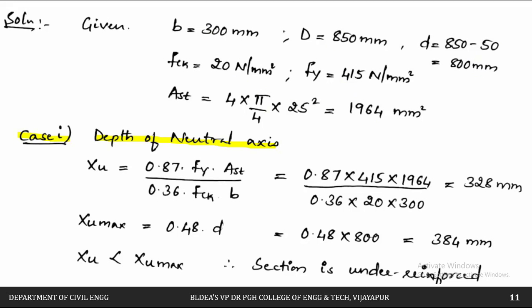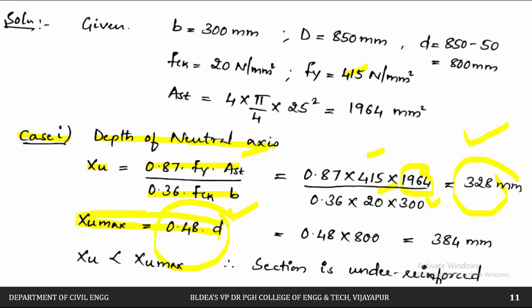So first let us calculate the neutral axis depth. Same formula, 0.87 FY AST divided by 0.36 FCK into B. AST we have just calculated. This FY, FCK and B are already given. So depth of the neutral axis is 328 mm. Then next we know the limiting value, that is XU max. This is given in the code book itself, that is 0.48D for Fe415 steel. So XU maximum depth of the neutral axis, if you calculate, it is 384 mm.